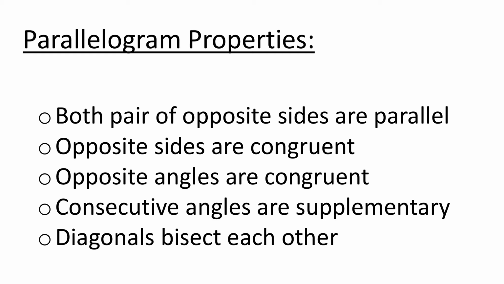Most of these properties you're going to recognize from yesterday, 4 of them. First 4, we'll briefly have these, but don't rewrite these if you took your notes yesterday. Both pairs of opposite sides are parallel. Opposite sides are congruent. Opposite angles are congruent. And then we said also consecutive angles are supplementary. The new thing we're going to add is diagonals bisect each other.